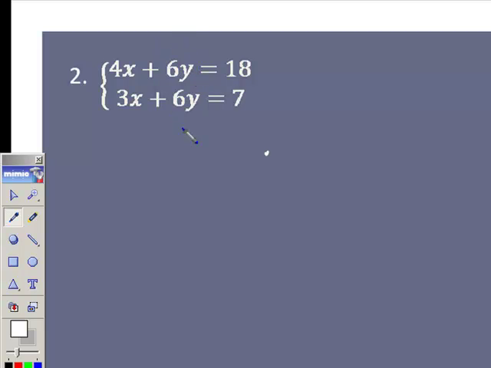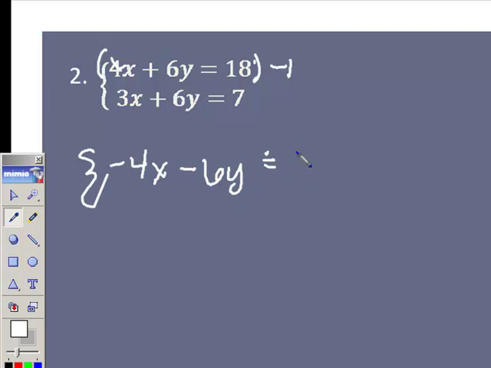Right, it's 6y and 6y though. 6 plus 6 is not 0, right? So what do we have to do? Multiply one by -1. Which one do you want to multiply by -1? The first one? Okay. So it's going to look like negative 4x minus 6y is equal to negative 18. And then the other one doesn't change.